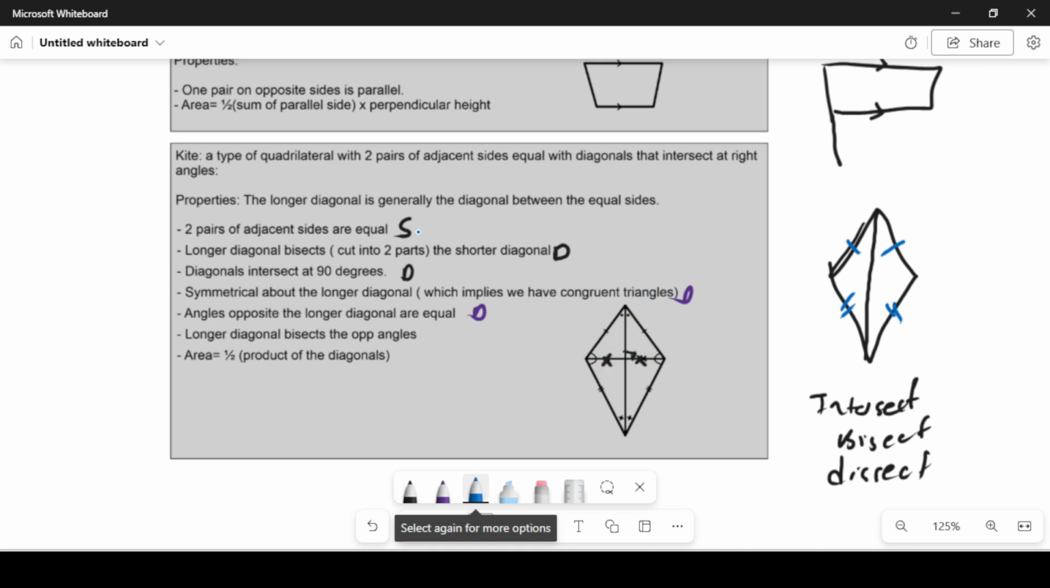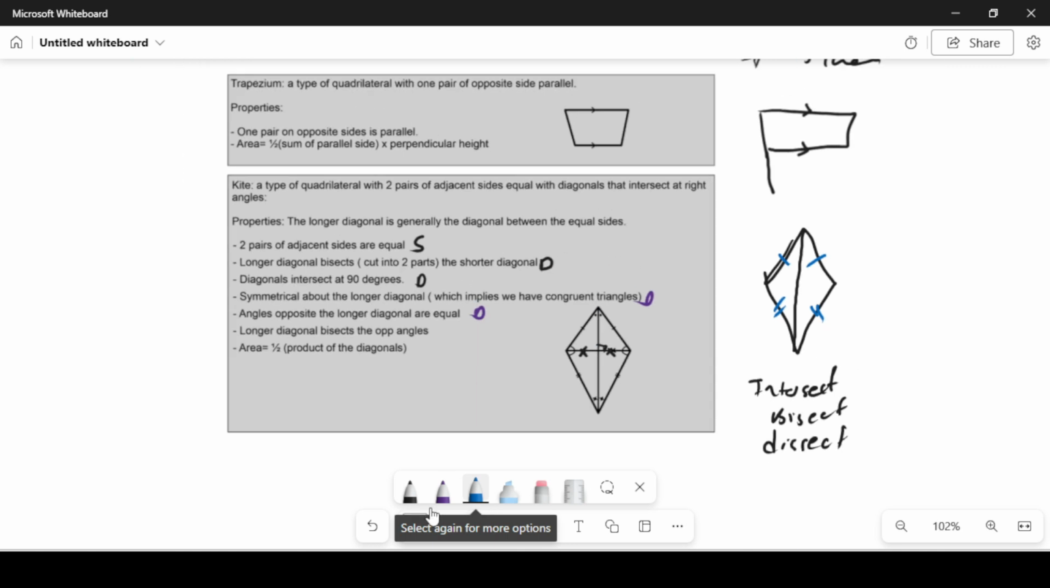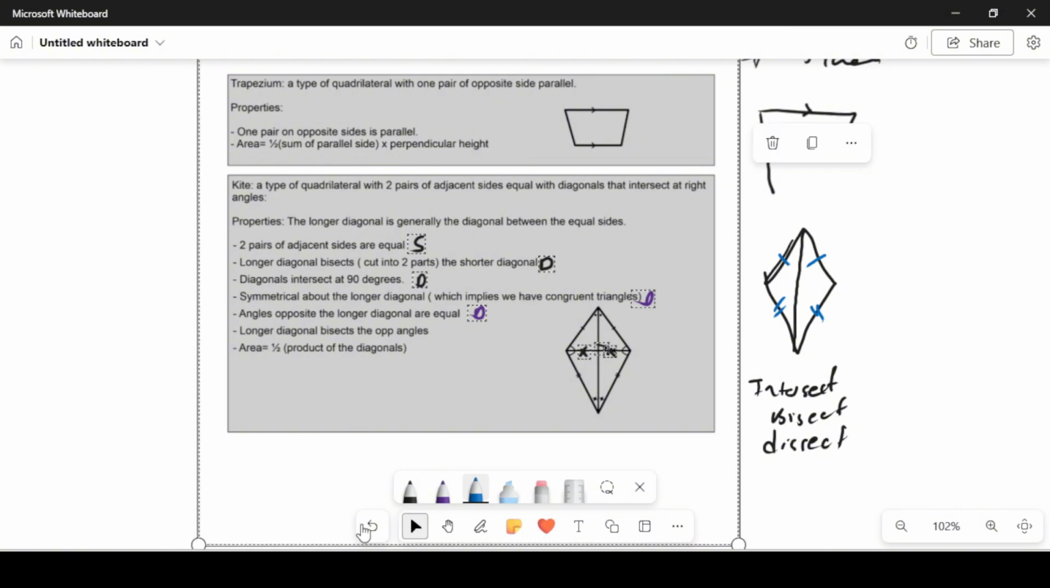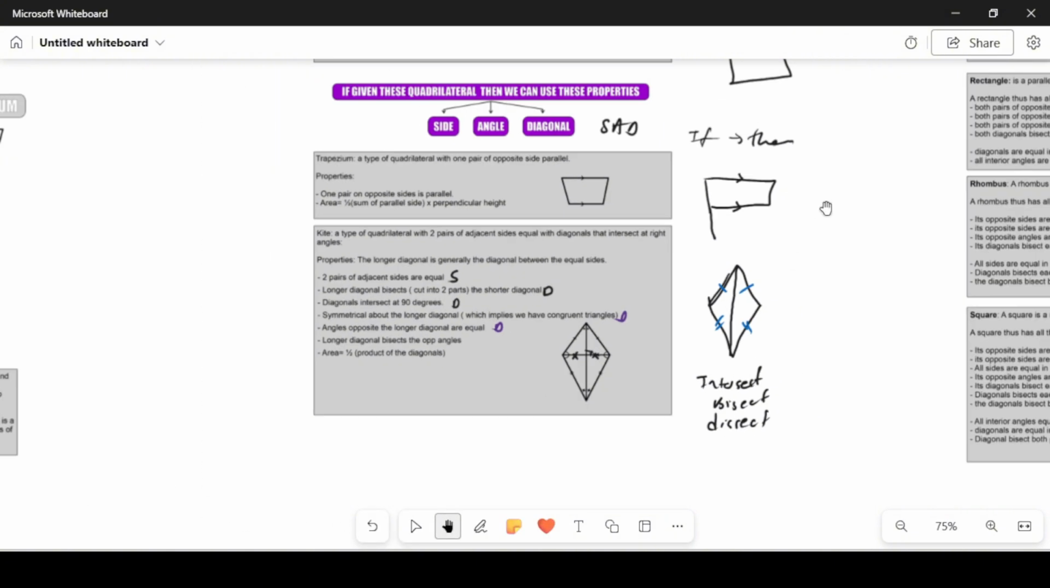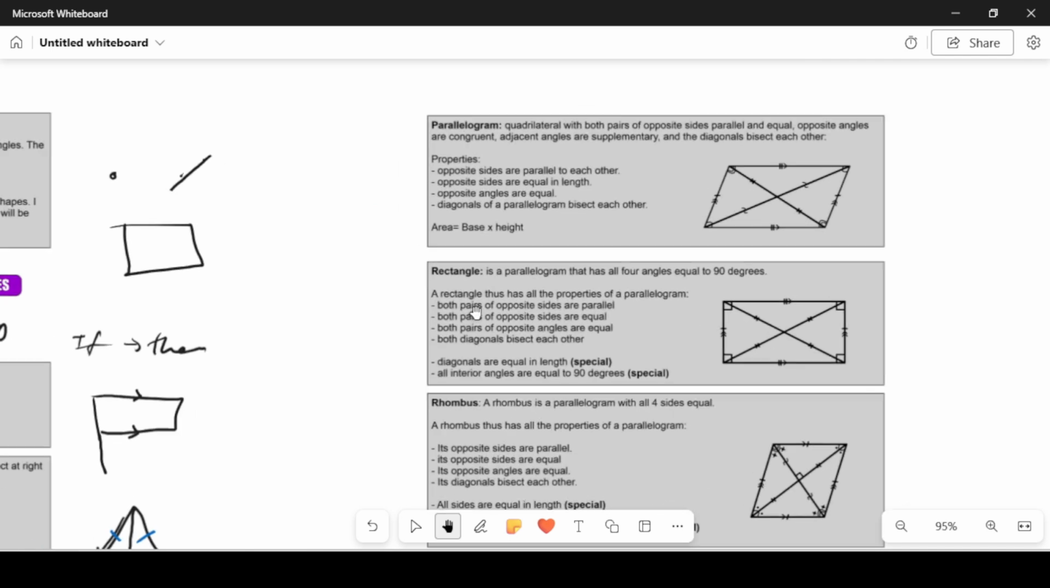Right. So you can see we're inside diagonals. Everything is predominantly about the diagonals for the kite. Right. So you need to learn it like that. Very important. Very, very important stuff. Then we move over to the parallelogram.